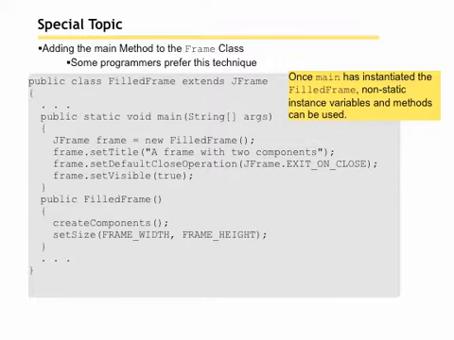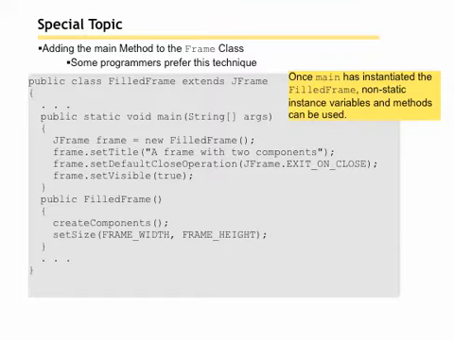So we can create our JFrame, which is a filled frame, which references a filled frame. Once main has the instantiated filled frame, non-static instance variables and methods can be used. Until we instantiate an object of type JFrame, we can't reference any of the non-static instance variables or methods, because non-static only exists when an object of the class exists.